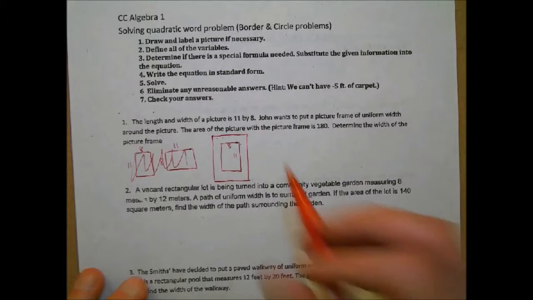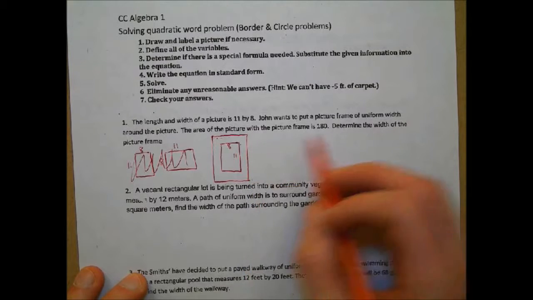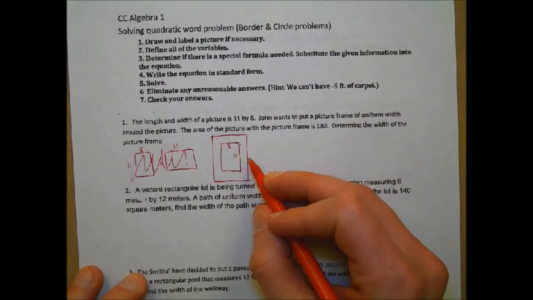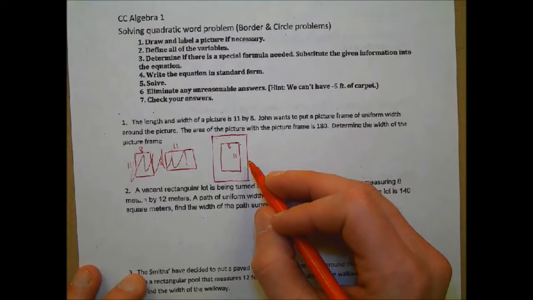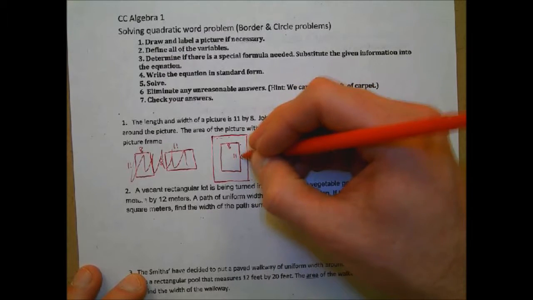Do we know how wide this frame is right here? Okay, it says uniform width. Do we know how wide this picture frame is? We don't. So, let's give it a variable. Let's say that this, from here to here, is a distance of x.